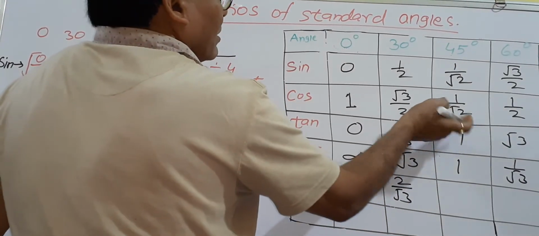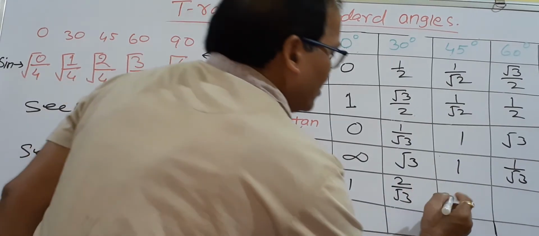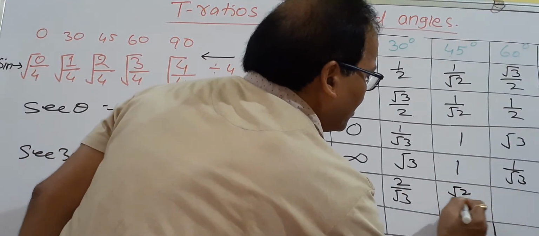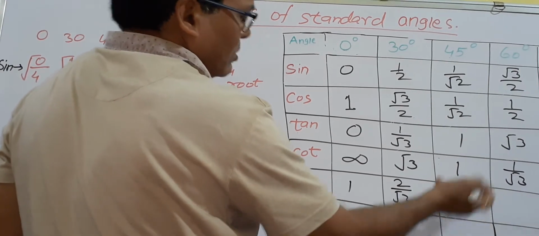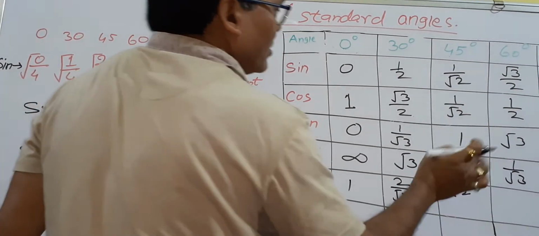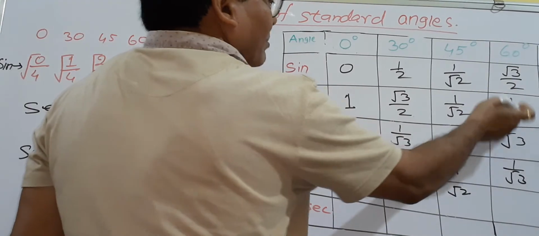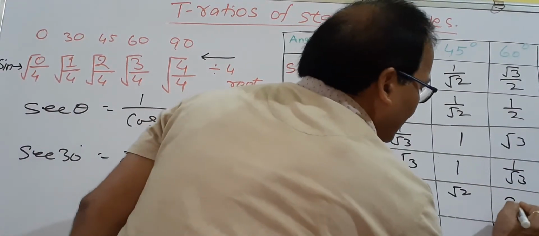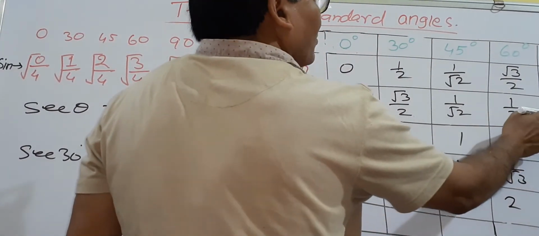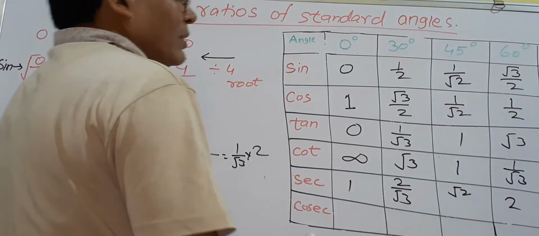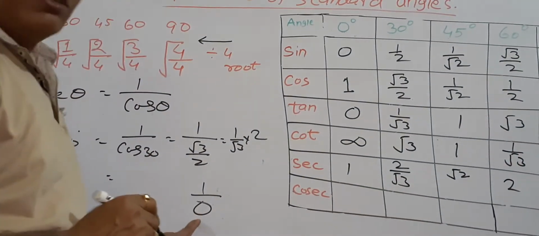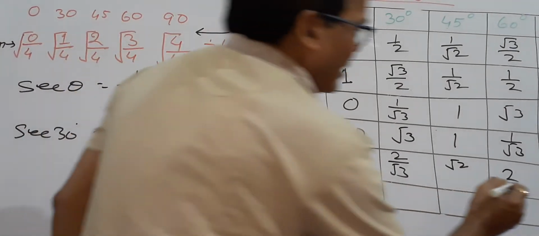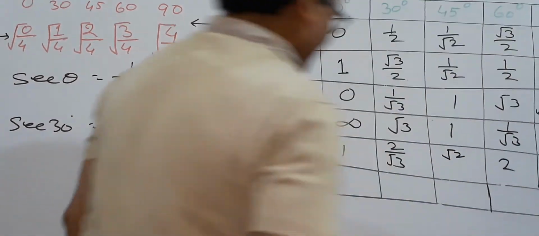Here the reciprocal of 1 by root 2 will be root 2 by 1. Generally we don't write 1 in the denominator, so we can keep just root 2. Here 1 by 2, so 2 by 1, so only 2. Here again 1 by 0, the same thing which we have done. 0 is in the denominator, so here also it will be undefined.